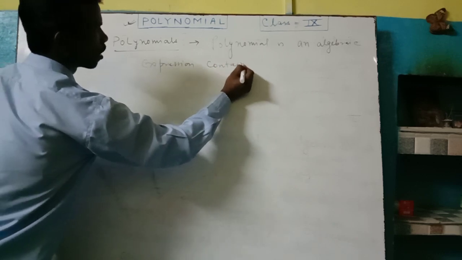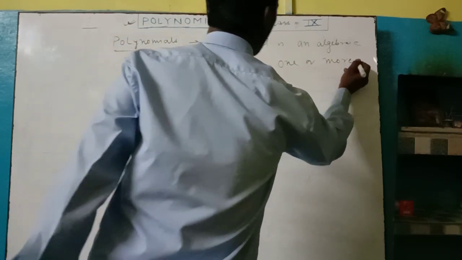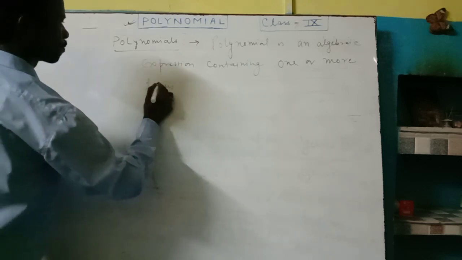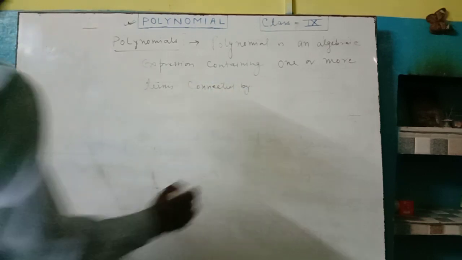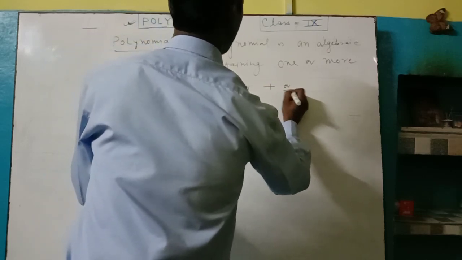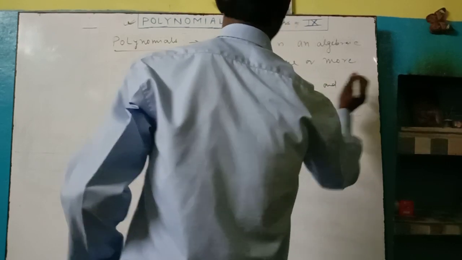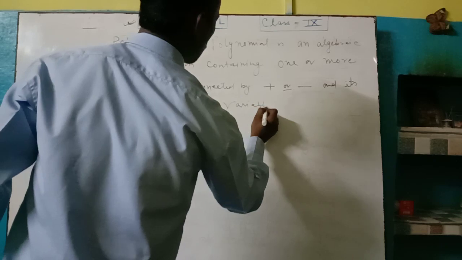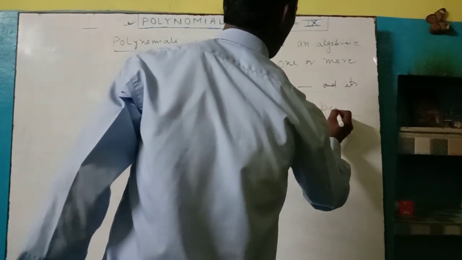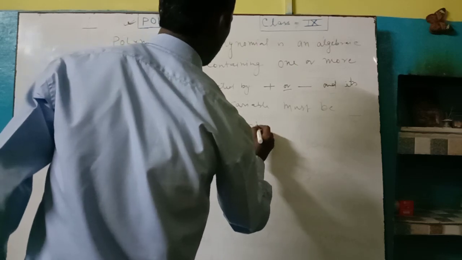A polynomial is an algebraic expression containing one or more terms connected by addition or subtraction, and its exponents of the variable must be non-negative integral power of x.